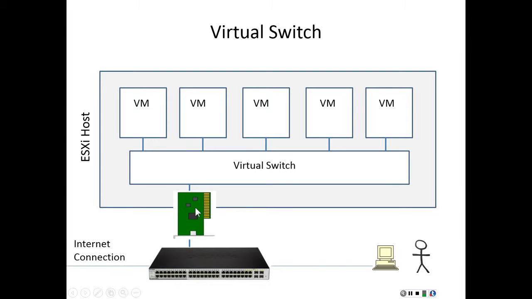And the answer is a virtual switch. A virtual switch is a piece of software that emulates a physical switch. The purpose of the virtual switch is to connect virtual machines to virtual machines and connect virtual machines to the physical network interface card, which connects to the physical switch, which connects to the users and to the internet.